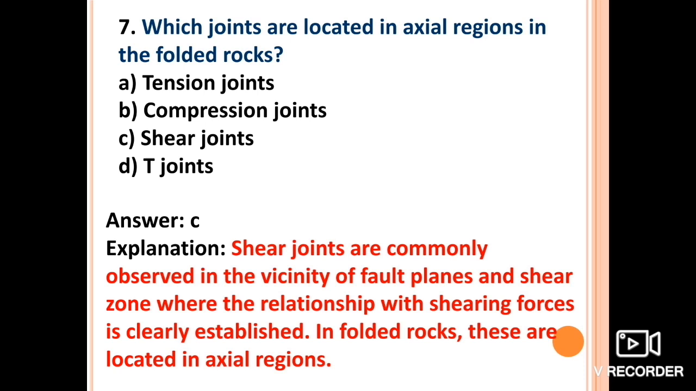Okay, so shear joints are commonly observed in the vicinity of fault planes, as written here, and shear zones where the relationship with the shearing force is cleanly established. In folded rocks, these are located in the axial regions. So this is very important: they are formed in the axial region of the folds. So which type of joints are located in axial regions in the folded rocks? These are essentially shear joints.